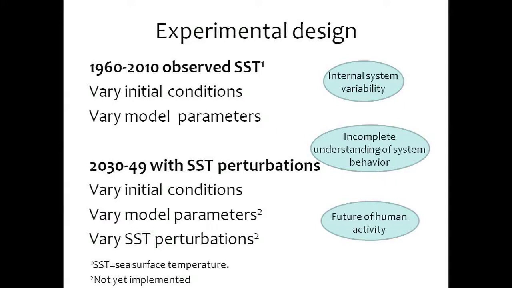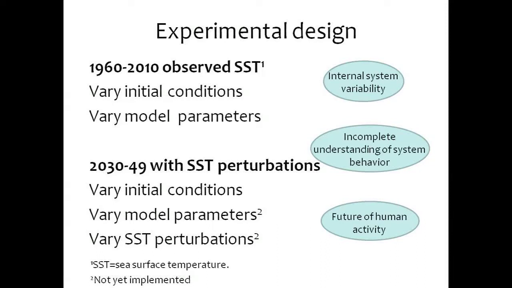So briefly, our experimental design, we're running simulations for the historic period, roughly the last 50 years. We're varying initial conditions, and we're varying our model parameters. So we're just redistributing the butterflies, and we're tuning the knobs. And we're running it as many times as we have the capacity to. For the historical runs, we're using observed sea surface temperatures, and we're using an atmospheric circulation model, not an ocean circulation model.